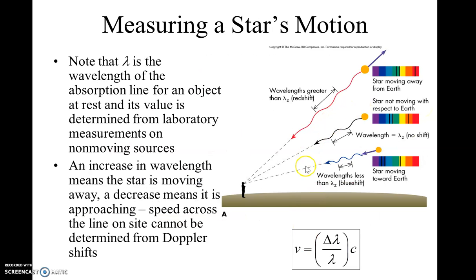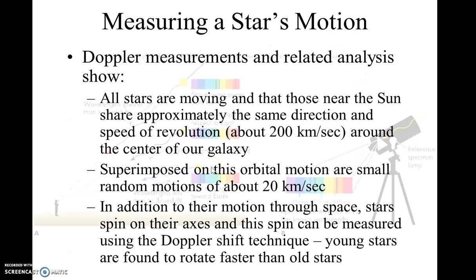The main thing to remember is this value is positive if the object is moving away from us. That's what we call redshifted, and this is negative if it's moving towards us. That's called blueshifted. So another thing to remember is that not only can we tell how fast something is moving, we can also tell whether it's moving towards us or away from us.